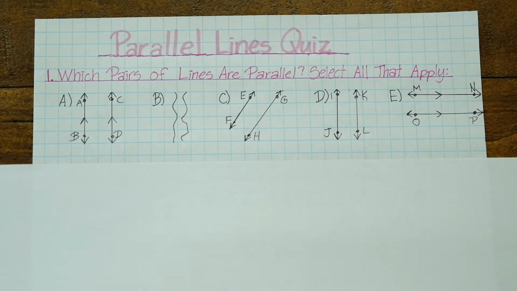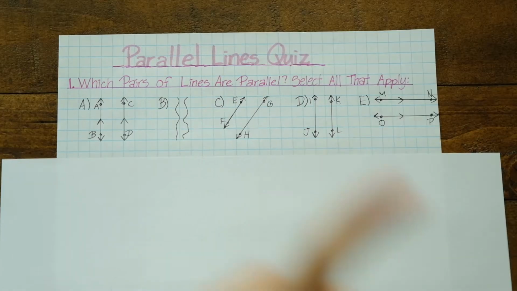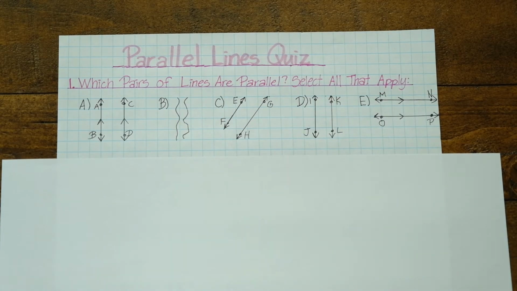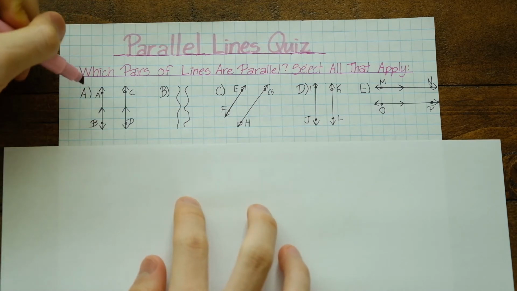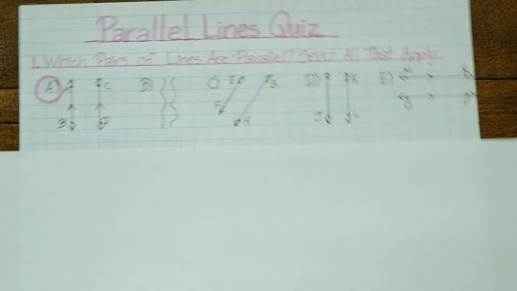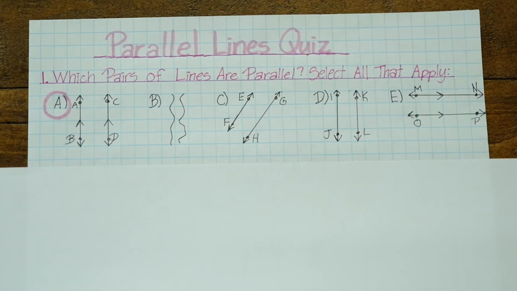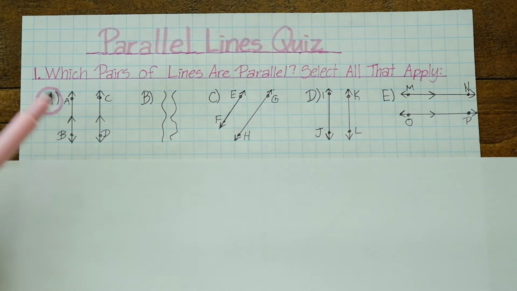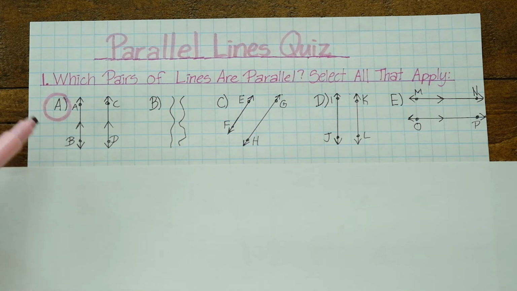Done. Okay. So there are actually 2 answers. The first answer was A. The reason you can be completely sure that the lines are parallel for A is mainly because they have the arrow, and that's pretty much always going to mean that it's parallel.